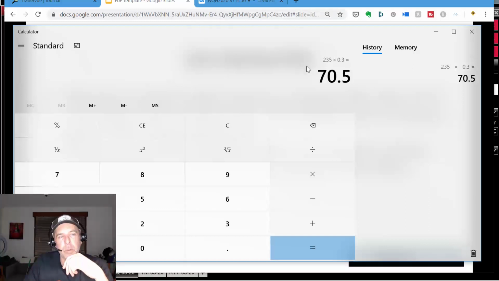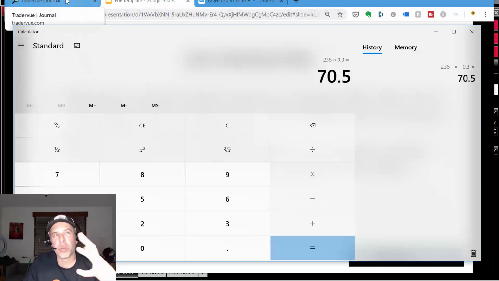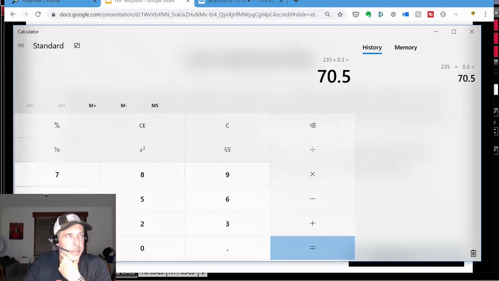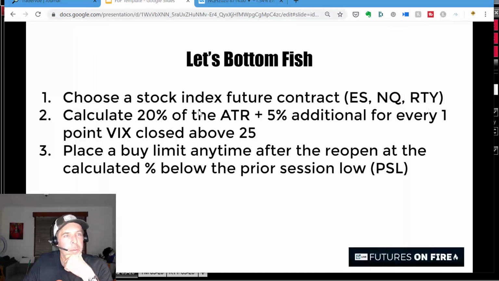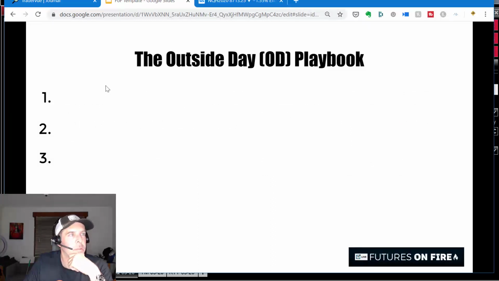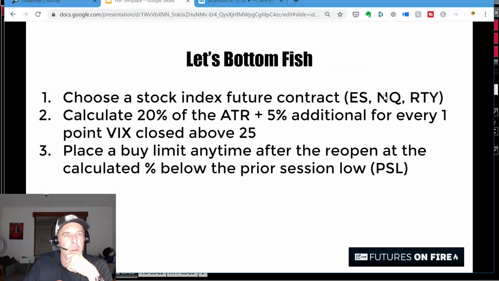All right, so we're going to place it 70 points below that price. And these are extreme levels. Again, you saw that the Nasdaq right now is down 140 something points or something like that. All right, so we have everything we need. Let me just come back to the template just so we remember again. Okay, we're going to use the Nasdaq right here. We're going to calculate 20% plus 5%. That's going to give us 30%, and we'll place a buy limit. All right, let's shut up and do it.